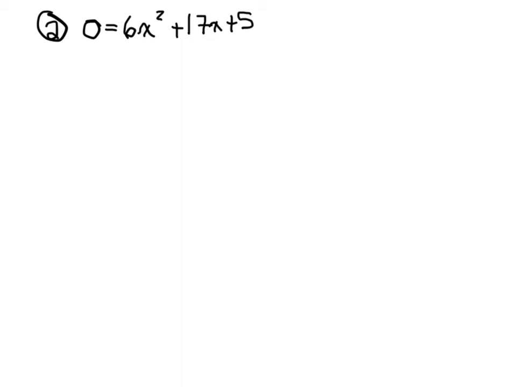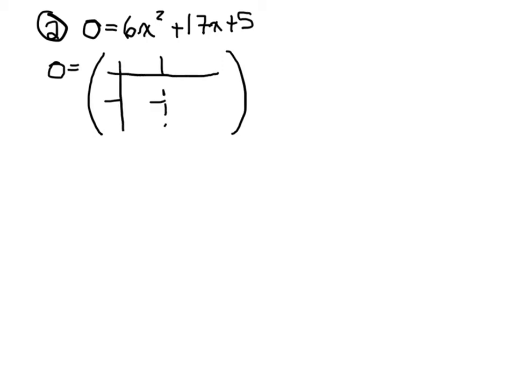So here we go. I'm going to try to factor it. I've got my chart, and I have my 6x squared here, and I have my 5 here. So I need these two boxes filled in with numbers that multiply to 30 and add to 17. When I think of all the factors, two come to mind right away, and that is 15 and 2. Those two multiply to 30 and they do add to 17.